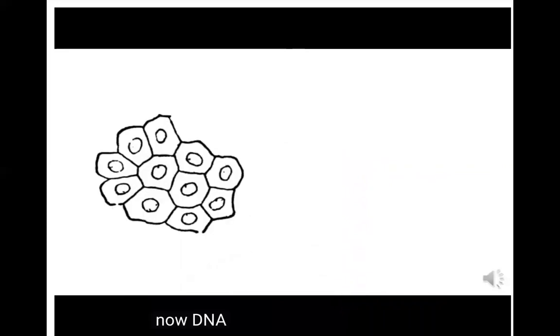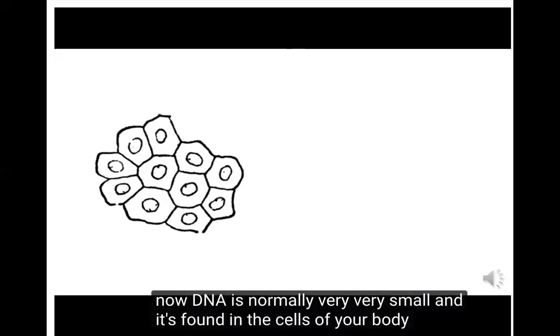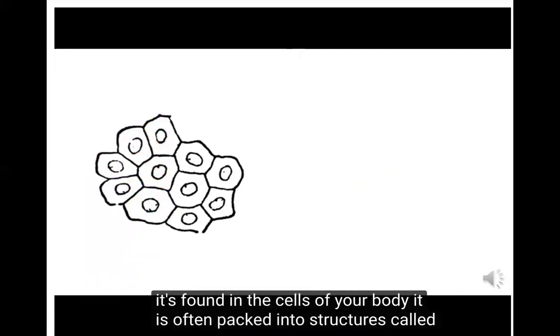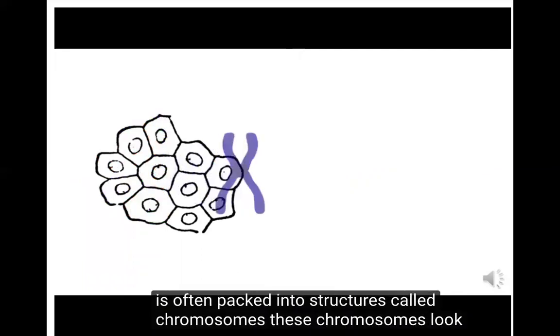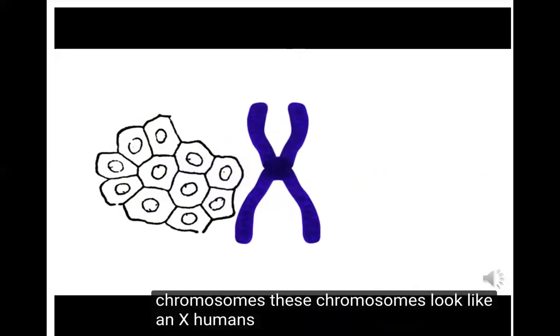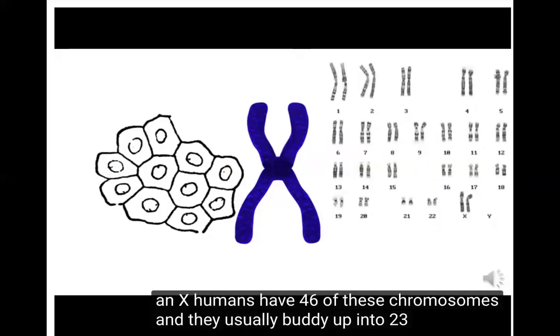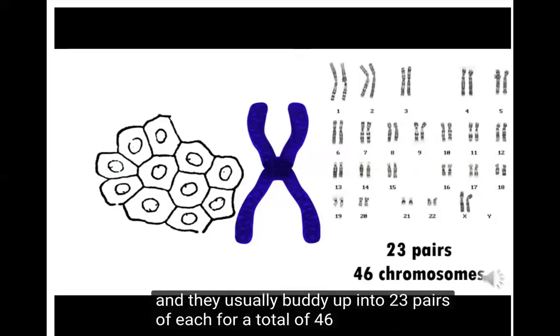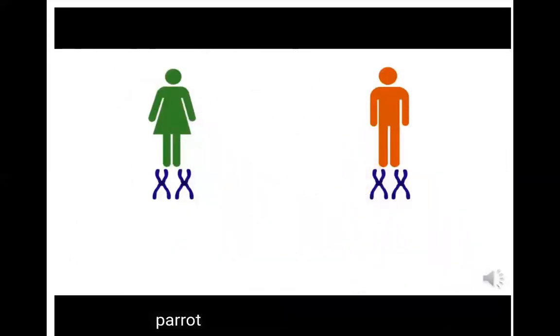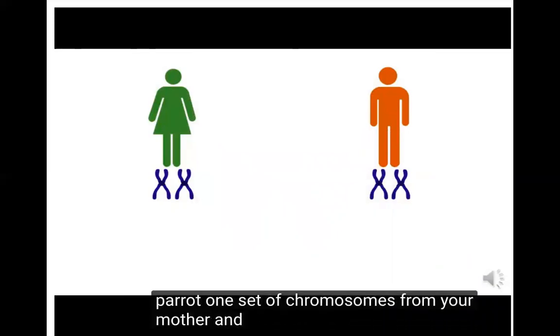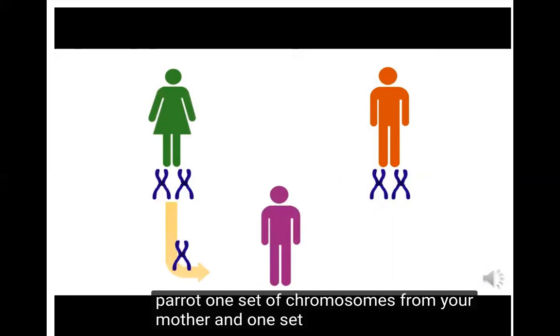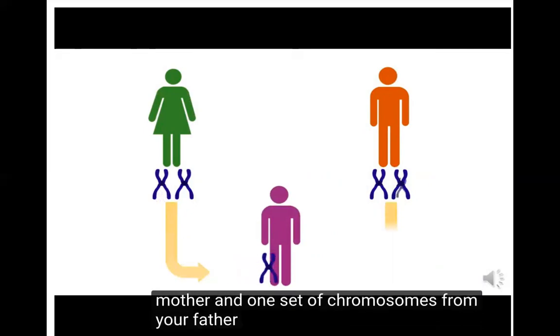Now, DNA is normally very, very small and is found in the cells of your body. It is often packed in structures called chromosomes. These chromosomes look like an X. Humans have 46 of these chromosomes, and they usually buddy up into 23 pairs, for a total of 46 chromosomes. You inherit one set of chromosomes from your mother and one set of chromosomes from your father.